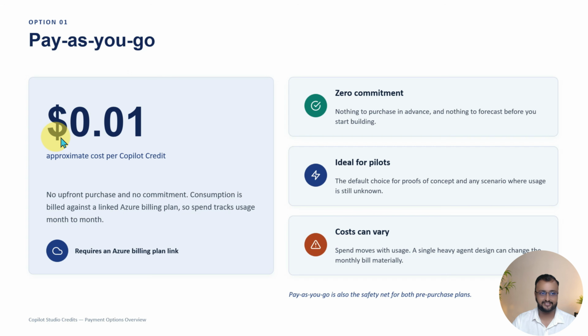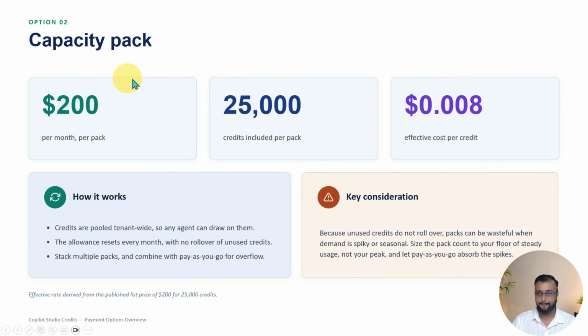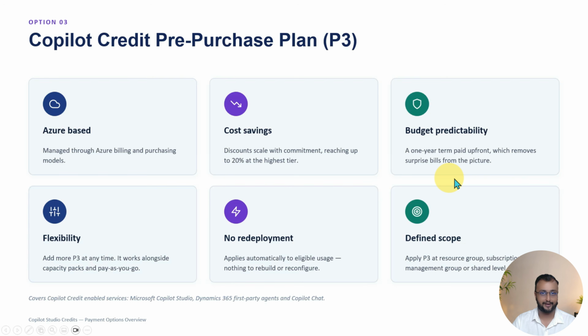So pay as you go, as I said, is $0.01 per credit. Again, nothing needs to be paid upfront. Every month the bill will be generated, and it is Azure based subscription. Okay. Second plan is capacity pack. As I said, $200 per month per pack, no carry forward, 25,000 credits per pack, and the effective cost per credit is something you can work out with some mathematics. So if you have regular monthly usage, this would be your go-to plan.